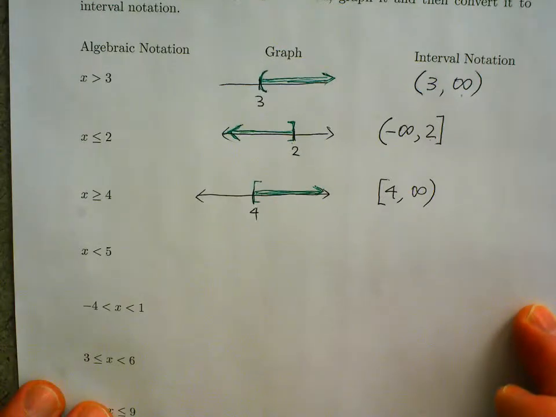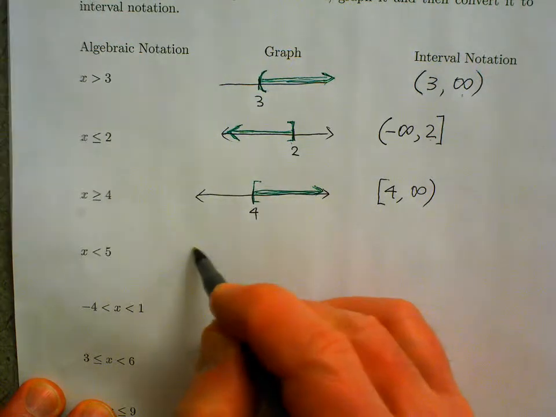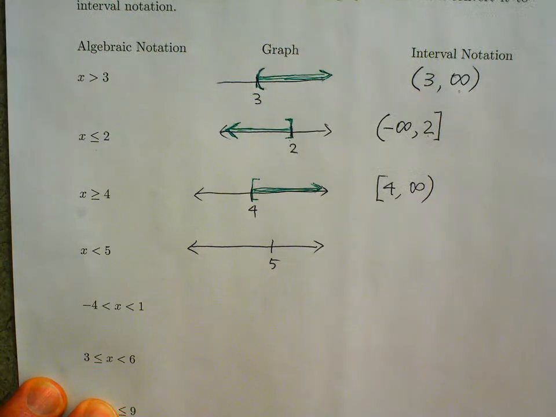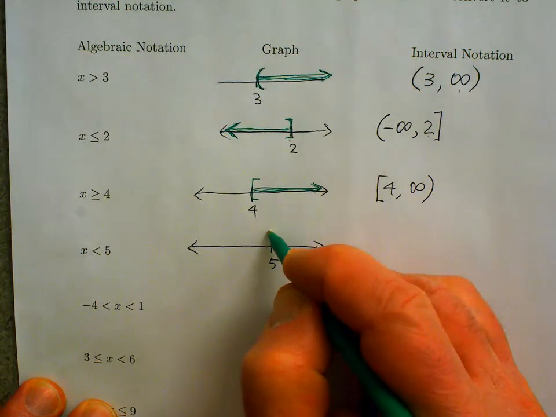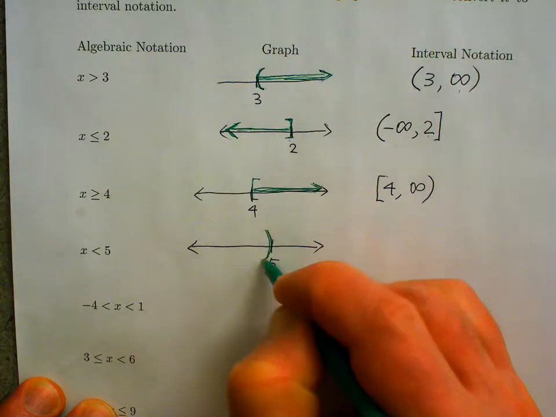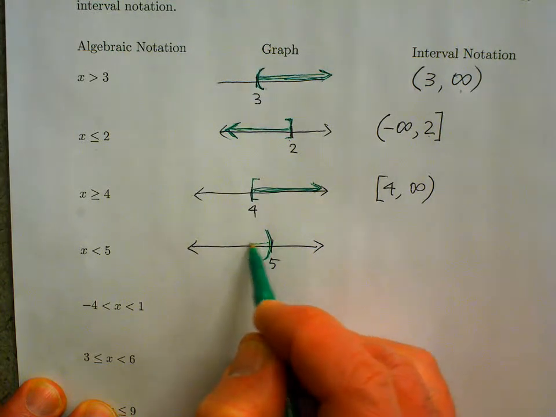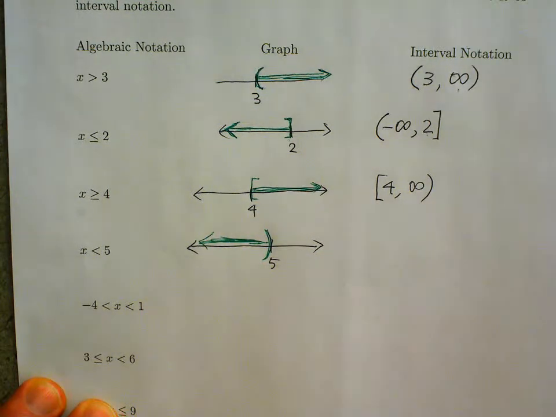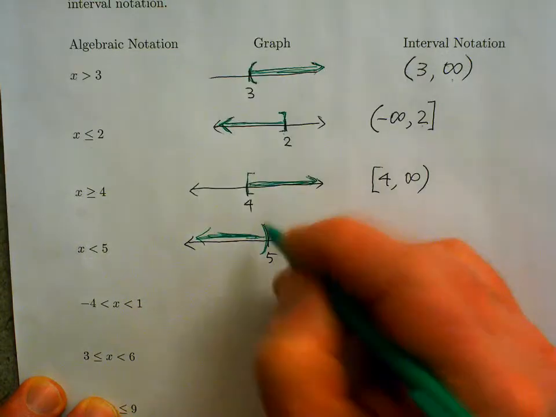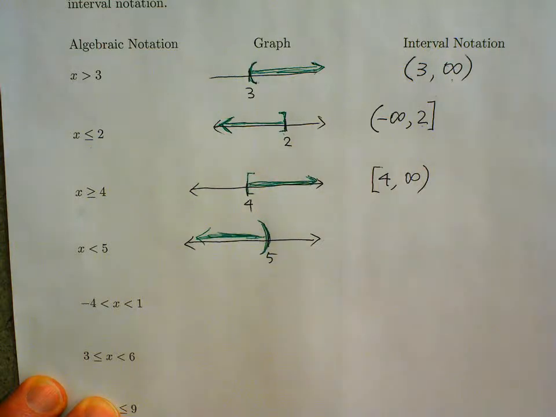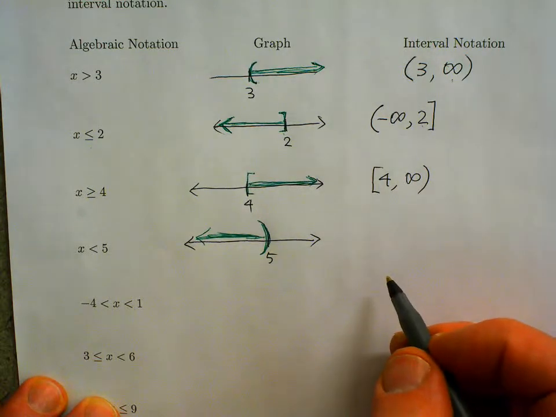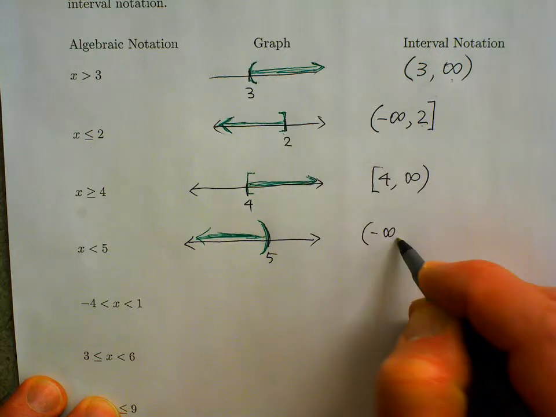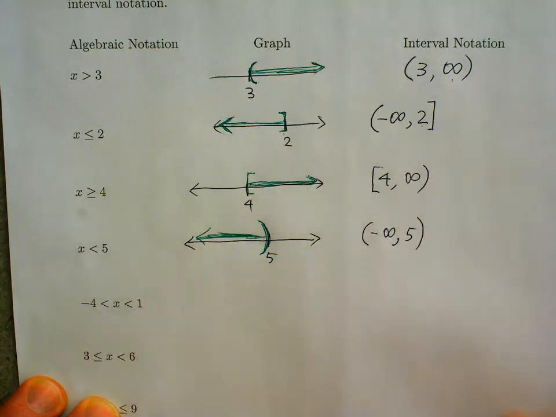Okay, the next one, x is less than 5. Plot the number 5, put a parenthesis at 5 that opens to the left because the smaller numbers, the numbers less than 5, are to the left. And then the interval notation for this: parenthesis, negative infinity, comma, 5, parenthesis.